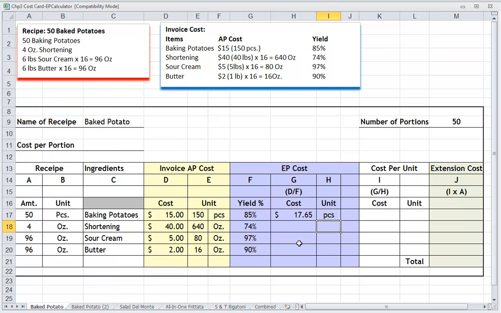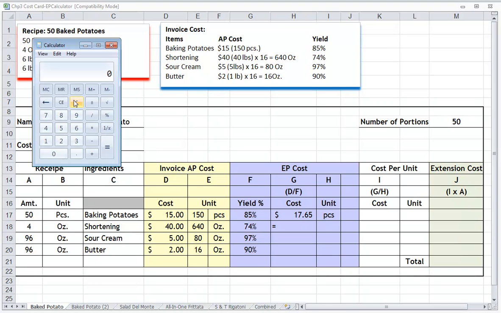Now we're going to do the same thing for the other ingredients. We're going to take the cost divided by the yield to get the EP cost. $40 divided by 0.74, which is 74%, is going to give us $54.05.